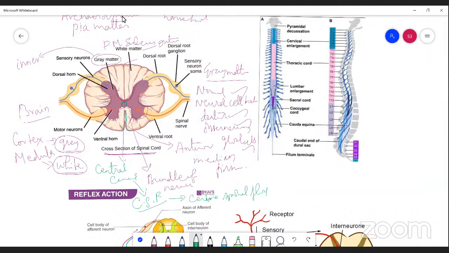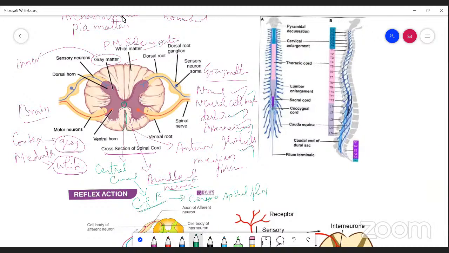The gray matter consists of neural cell bodies, dendrites, interneurons, and glial cells. At the same time, the white matter consists of bundles of nerve fibers. In the center of the gray matter, there is a round-shaped structure called the central canal, which is filled with the fluid known as CSF, cerebrospinal fluid.